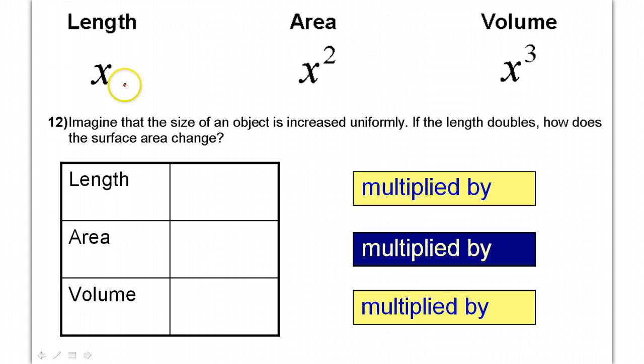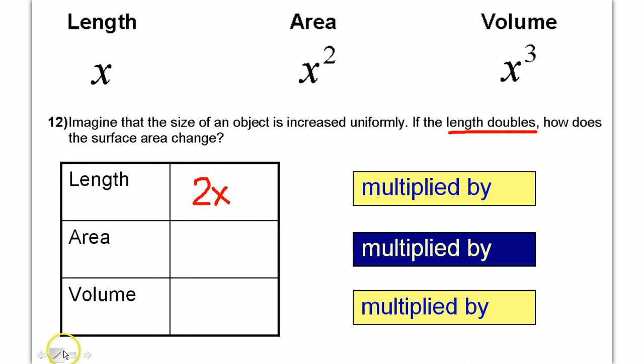So here's the deal. Keep in the back of your mind that whatever the length is, if I want the area, I square it. If I want the volume, I cube it. That's the key. Okay? So, imagine that the size of an object is increased uniformly. If the length doubles, focus on that. How does the surface area change? The length doubles. If the length doubles, it goes from being x to what? If the length doubles, that means the new length is 2x.